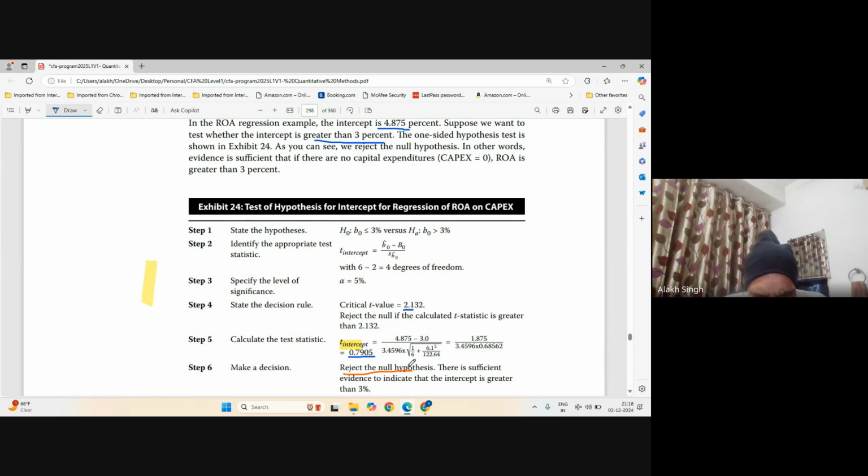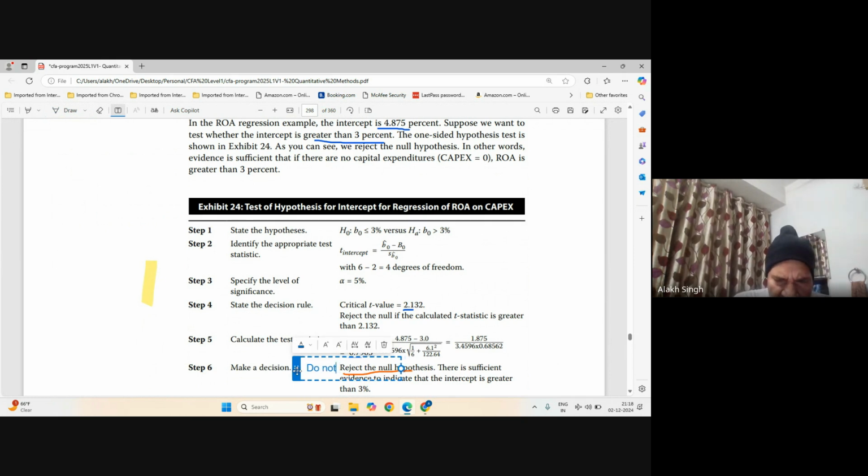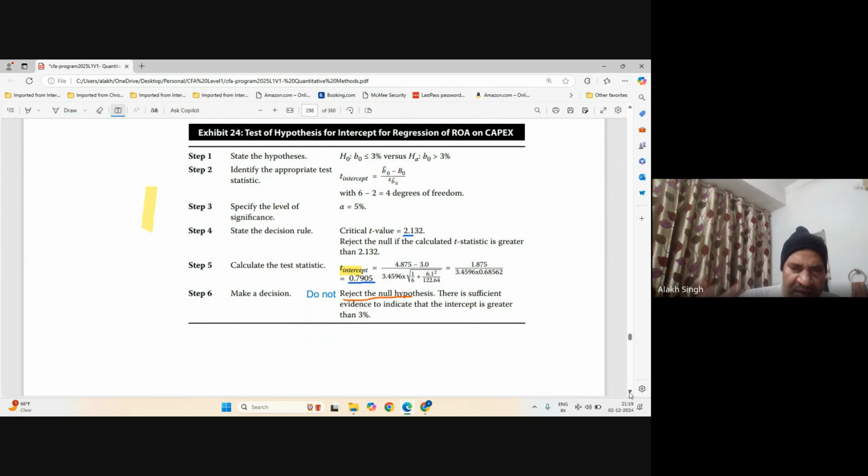So reject, no, it should be don't reject, because it is wrong. Probably this one should have been up and that one should have been down. The book made a mistake while rewriting. That is what it looks like. Because here it is reject and here it should be don't reject, but probably the person who was printing made that mistake, because t is much less. There is sufficient evidence to indicate that the intercept is greater than 3.